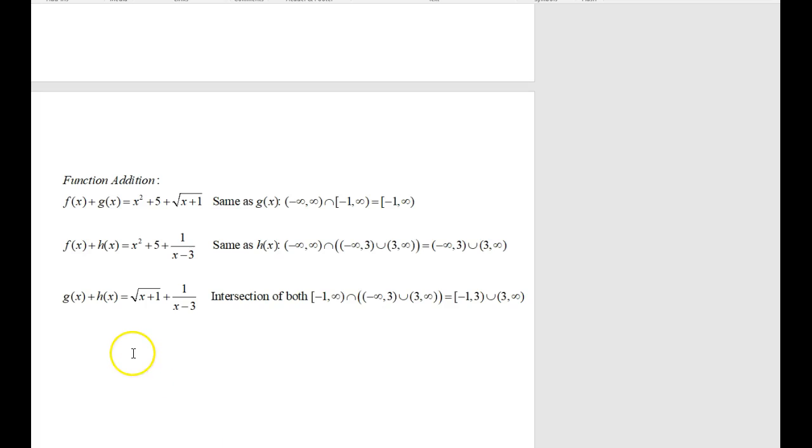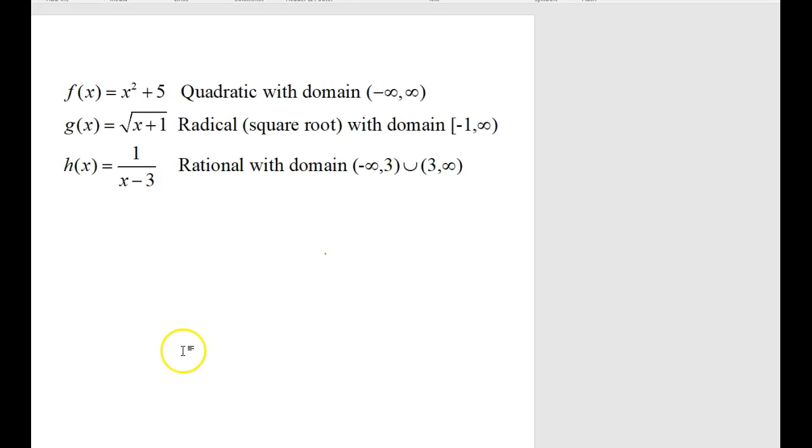So I hope that helps clear up how you find the domains of combined functions. And this would be the same thing. The domains work the same way, whether it's multiplication or subtraction. You take the intersection of the domains.